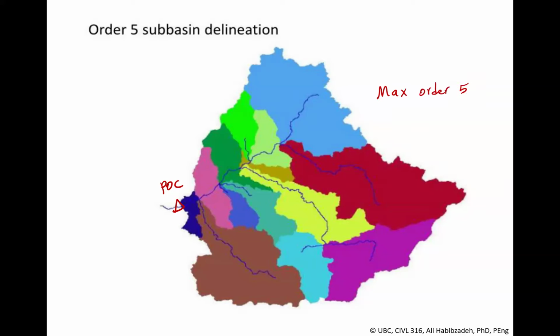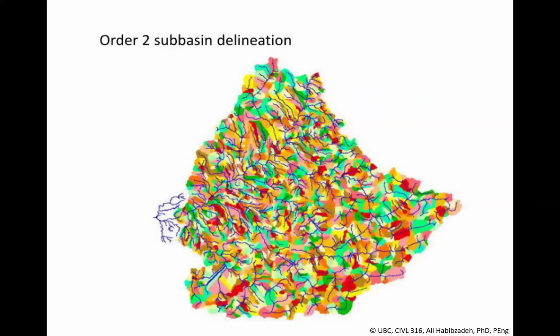Or you could have different numbers, right? One thing that we need to keep in mind is that the order of the mainstream at the POC doesn't necessarily tell us about the shape or behavior of the catchment. It just shows how complicated this stream network is. For example, look at this one, it has an order of 5 and looks like a relatively simple network, right? This one looks way more complicated, but the order is actually 2, way smaller than the previous one.